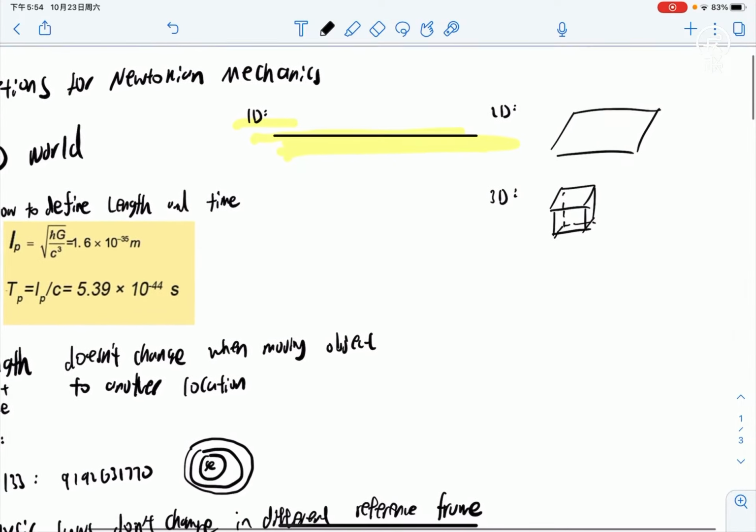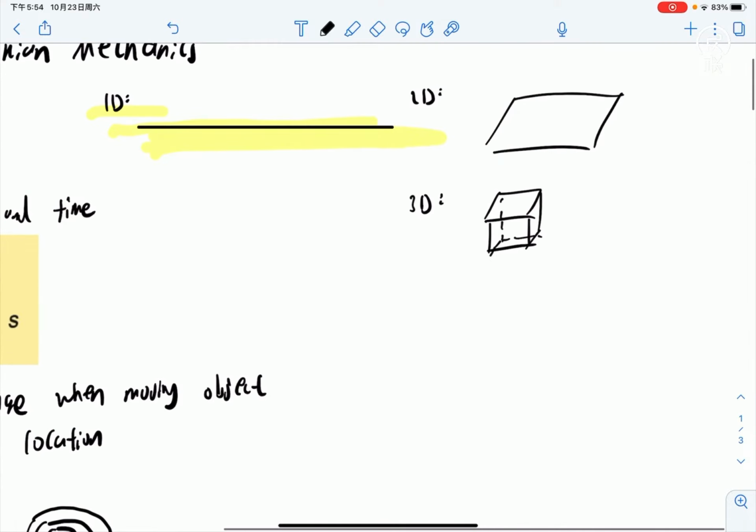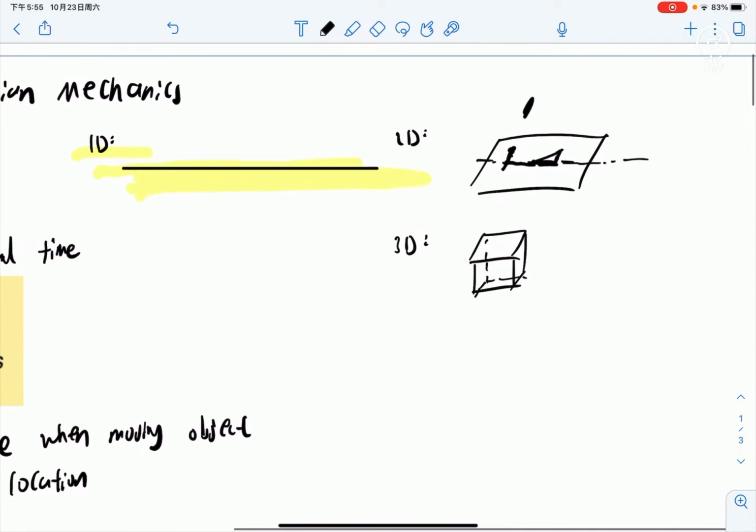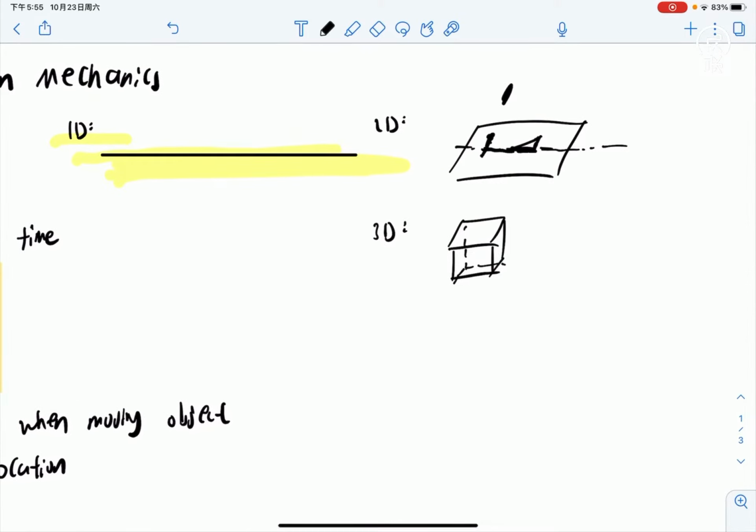And for 2D, it is a plane. The plane is just the combination of lines. You can describe it by using lines in two different directions. So for this point, you can define it in this direction, expand it here, and for lines in this direction, you can expand it to here. A plane is just a space that can be described by lines in different directions.